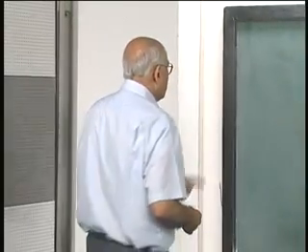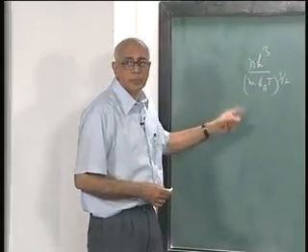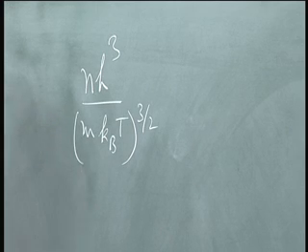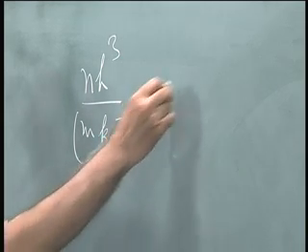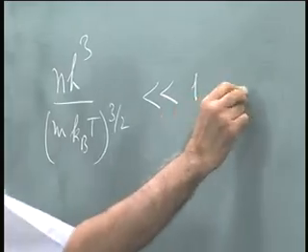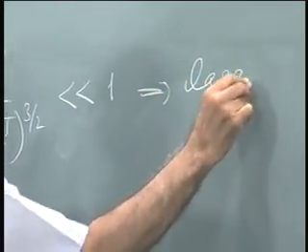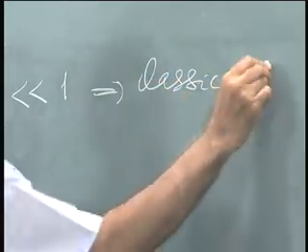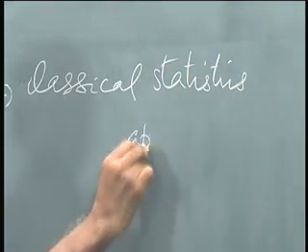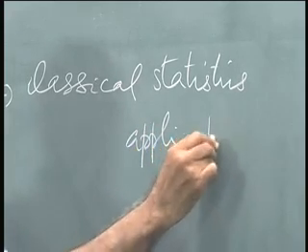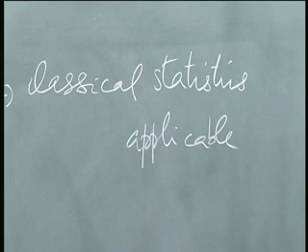So, this was the parameter in terms of which we were deciding whether classical statistics should be used in a given situation or quantum statistics, and what we derived was that if this quantity is less than 1, it implies that classical statistics is applicable. And I pointed out that it is indeed much less than 1 for normal gases at room temperature, for instance.